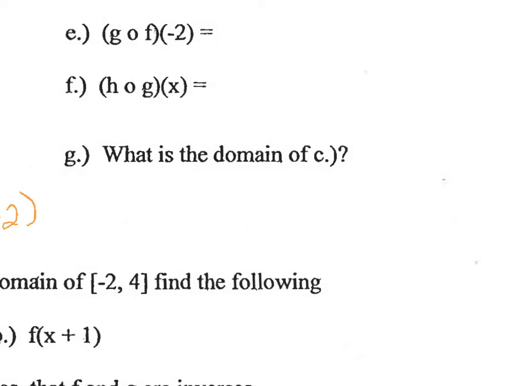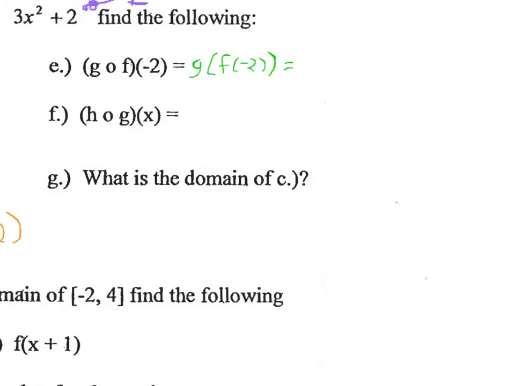For g of f of negative 2, sometimes it's easier to rewrite it as g of f of negative 2. This tells us that we first want to find f of negative 2, which would be 7. Then we want to find g of 7, which is just the square root of 7.